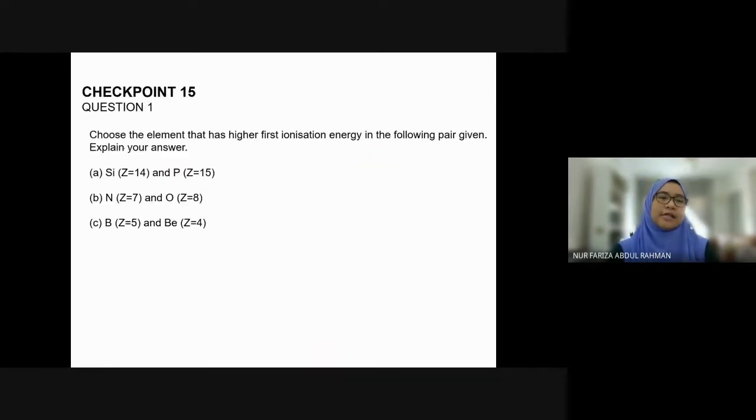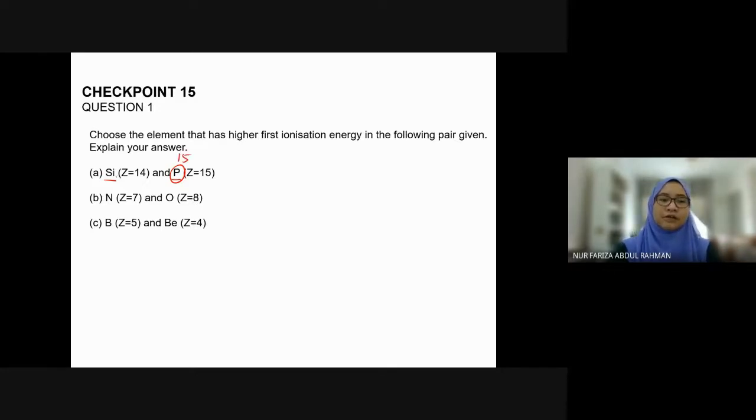Next checkpoint: choose the element that has higher first ionization energy in the following pair given. Explain your answer. So this is the normal trend. Silicon and phosphorus. Just make sure of the anomalies, group 2 and group 15. Please be aware of that. Be alert to the elements that come from group 2 and group 15. Does silicon come from group 2 or 15? No. But phosphorus, yes. Phosphorus comes from group 15.